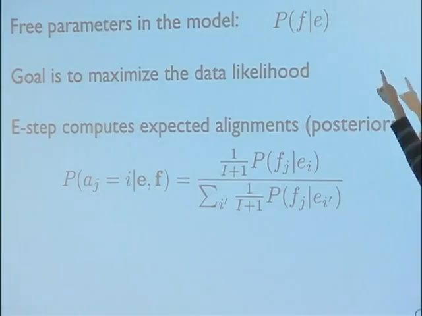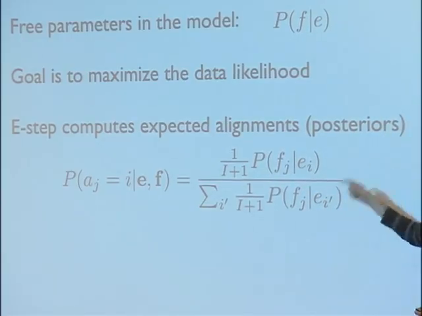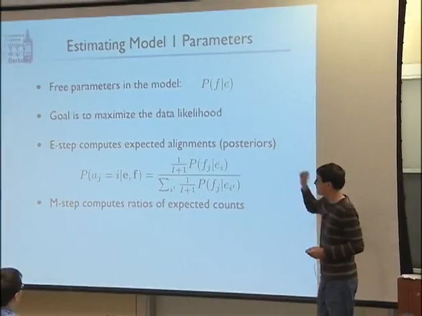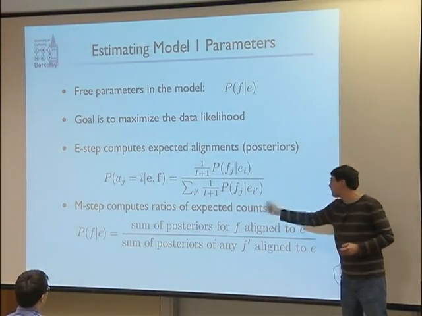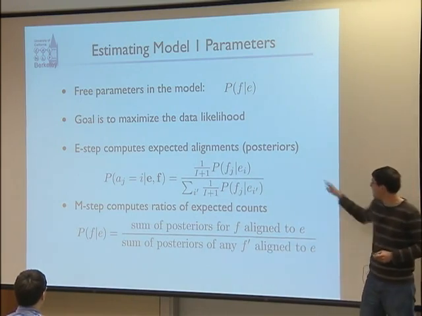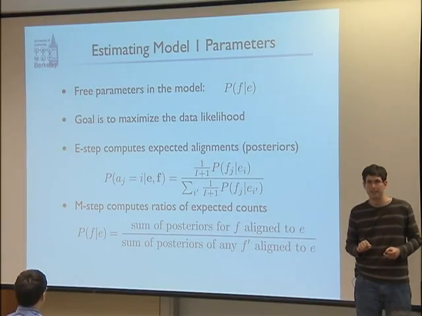So we have these free parameters in the model which we just initialize to uniform. We can initialize them however we want. And then we compute under our current guess of this conditional probability what the alignment posteriors are. They'll start out wrong, but they'll get better and better. And then the M step of EM is to say that our new guess as to the probability of the foreign word conditioned on the English word is the sum of the posteriors, these guys, for all the times that we saw this foreign word and this English word together.